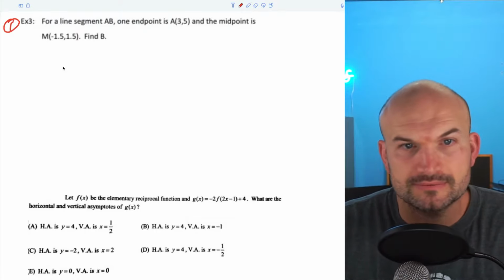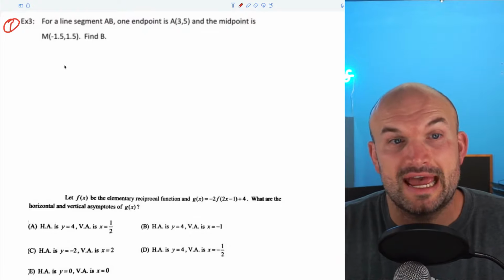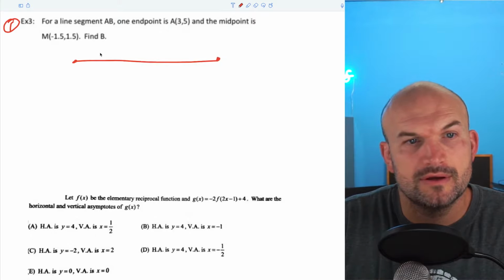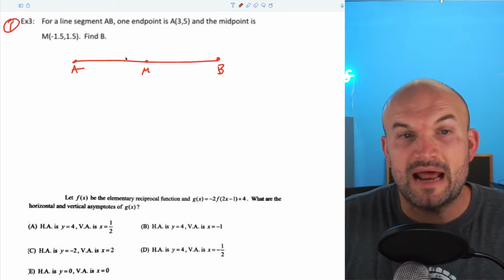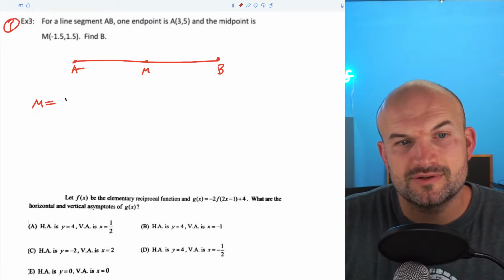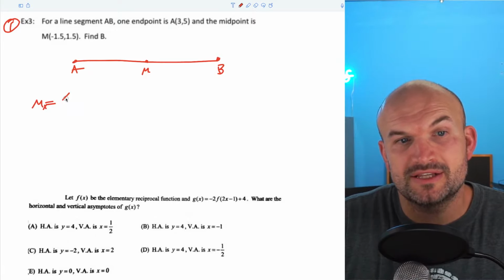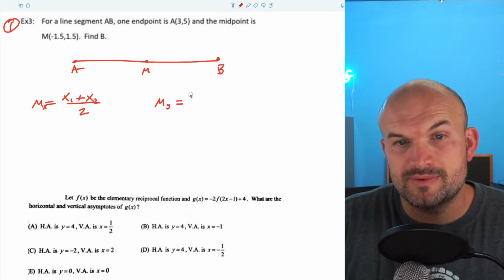All right, cool. So line 7, one endpoint is A, and the midpoint is M. Find B. Okay, so if we're going to draw a graph here, we have A, midpoint, and B. Now, remember to find the midpoint, M is equal to, the midpoint for the X is going to be X1 plus X2 divided by 2. And the midpoint for the Y coordinate is going to be Y1 plus Y2 over 2.